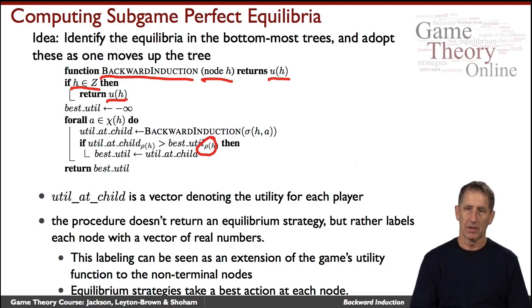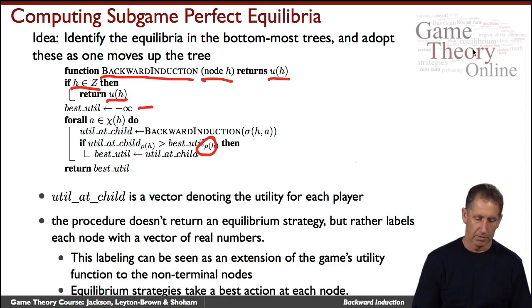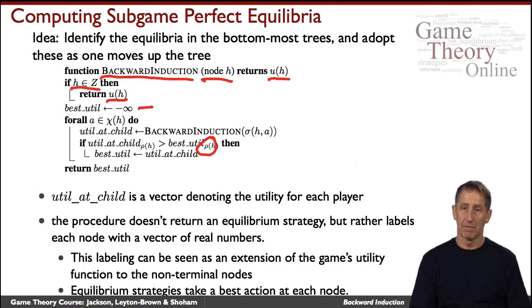Most of the work, of course, happens in the recursive step when we're not at the leaf node. So for that, we do the following. We will keep a variable called best util, and best util will be a vector of payoffs associated with the agents, one with each agent, and we will be updating that vector as we go along. So to start out with, we'll assume the payoffs are all terrible. Let's call that minus infinity, a payoff smaller than all possible payoffs in the game.